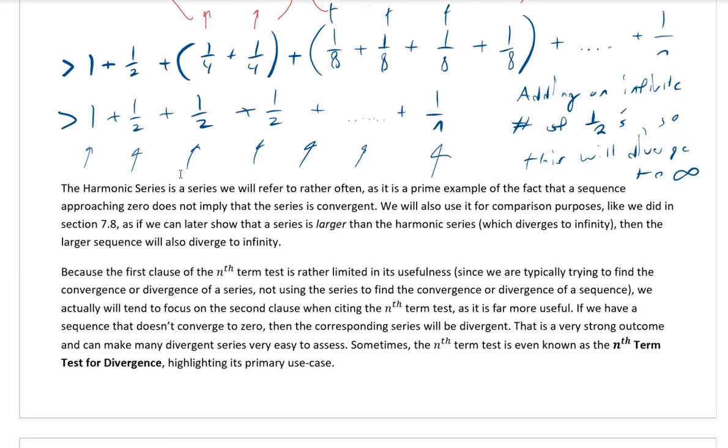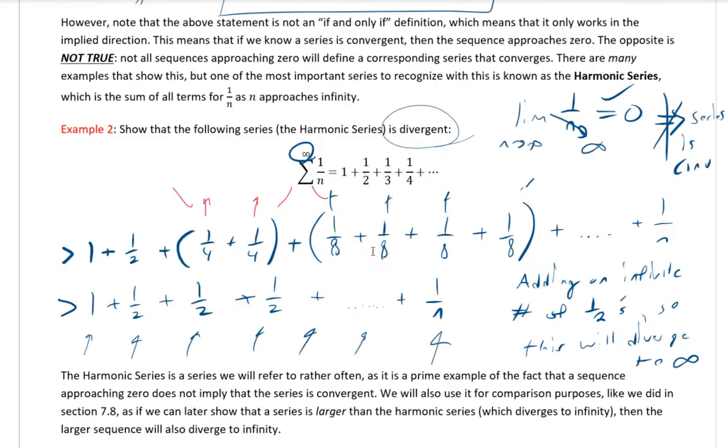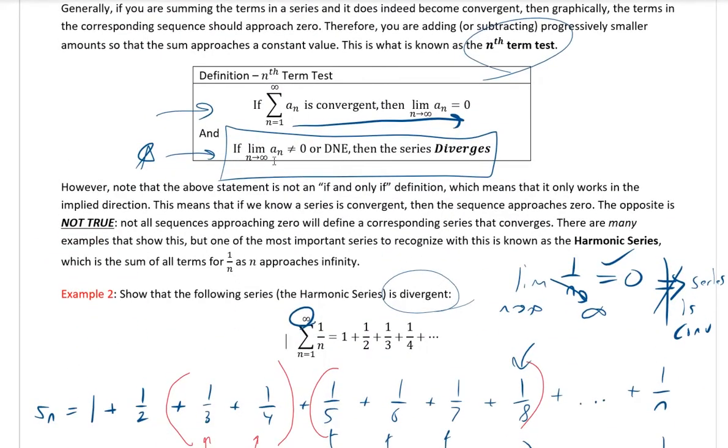Alright, so this is a relatively common one, and it also shows why the Nth Term Test is more properly called the Nth Term Test for divergence, because the last clause is the most important thing. Remember, the last clause says that if the limit does not equal 0, then the series diverges. That's a for sure statement.